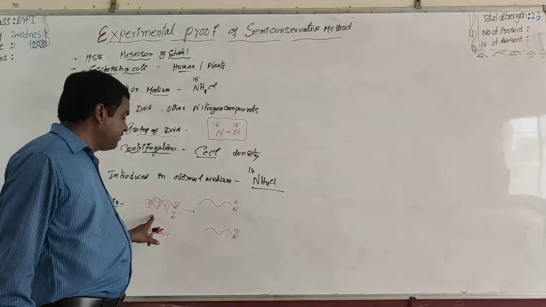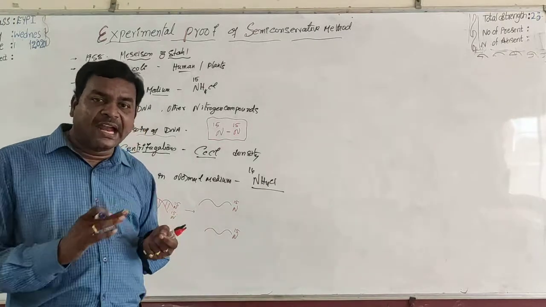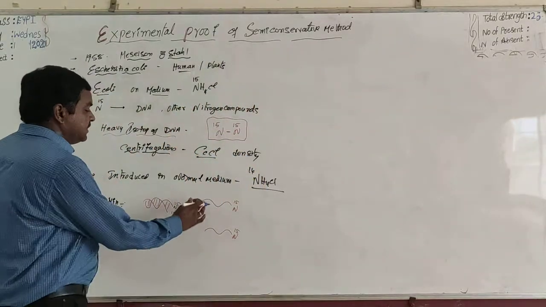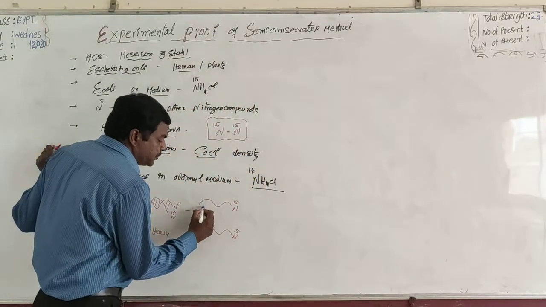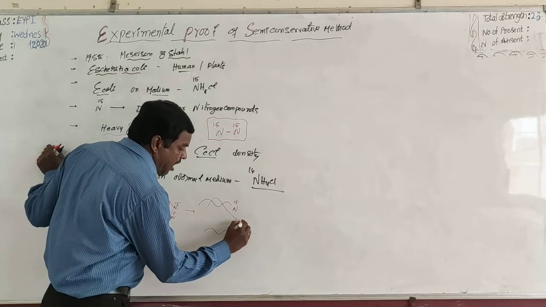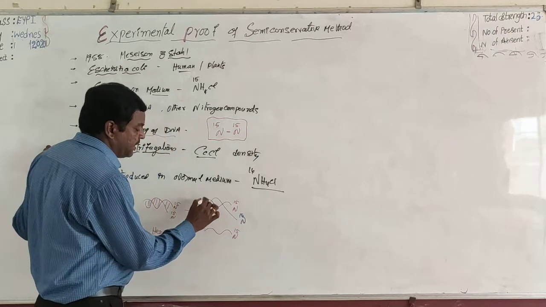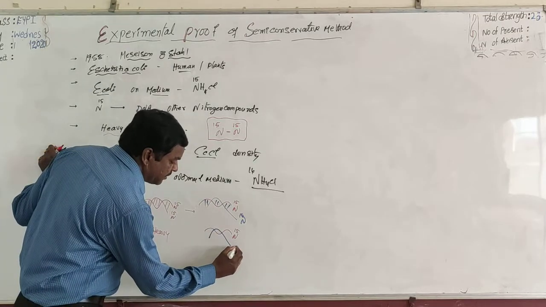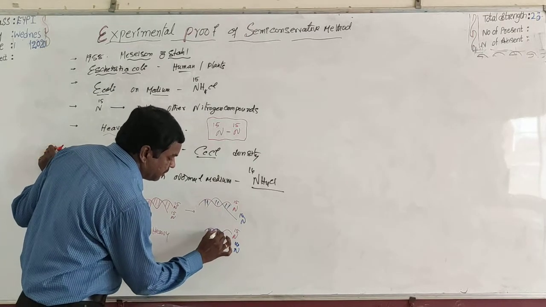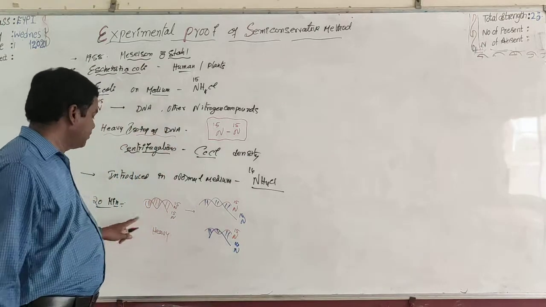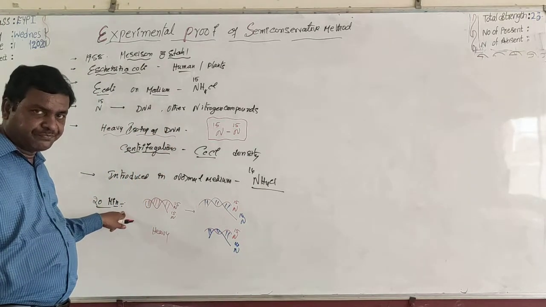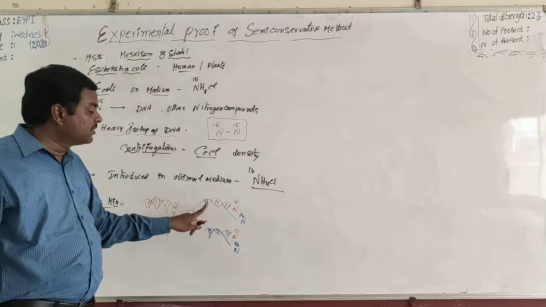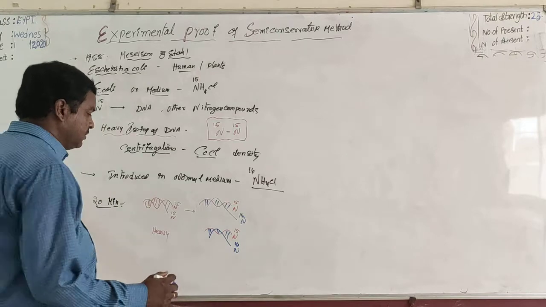Actually, these two strands of heavy DNA molecules are separated and act as templates in the formation of daughter DNA molecules. This is a template. A new strand is synthesized opposite to the old strand like this, and a new strand is formed opposite to the old strand like this. So after 20 minutes, okay, two DNA molecules are formed. What are the strands present in these two DNA molecules?